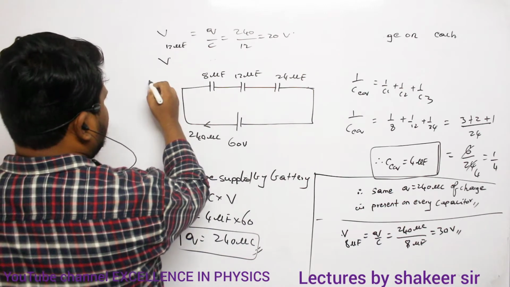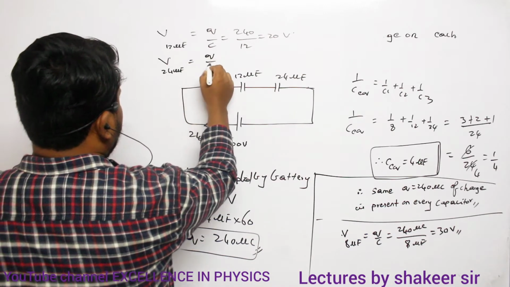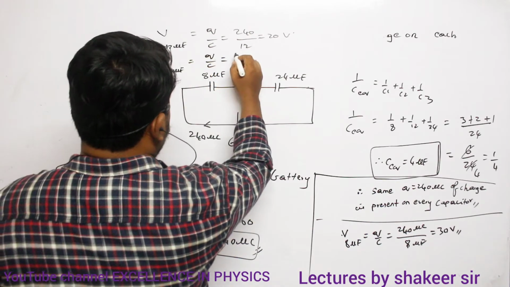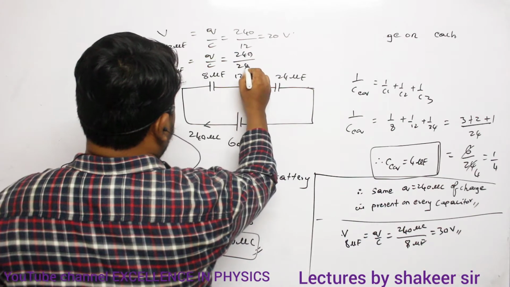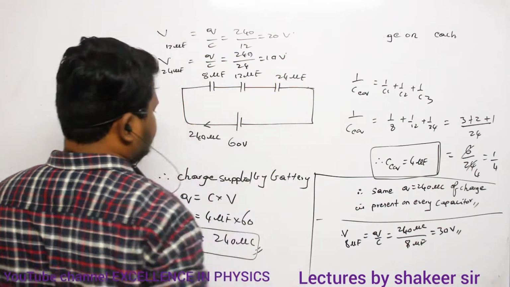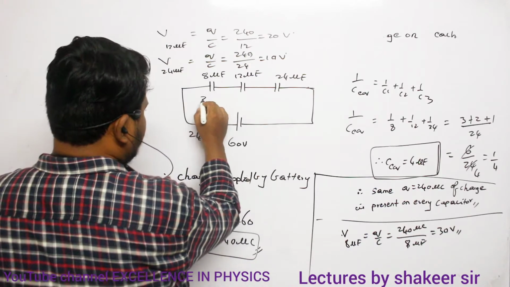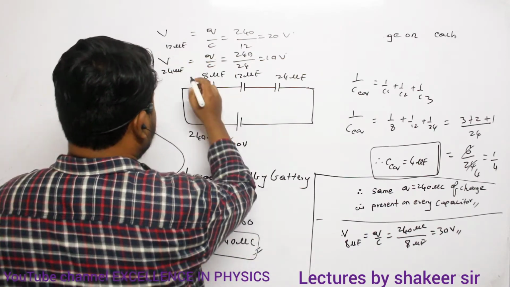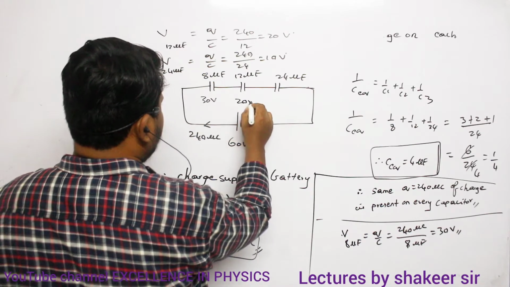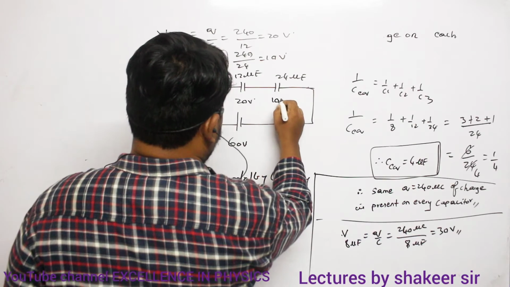Similarly, the potential drop present on the 24 microfarads capacitor: Q divided by C. So the charge present is 240, the capacitance is 24. So 10 volts. So here on the 8 microfarads capacitor, the potential drop is 30 volts. On the 12 microfarads capacitor, the potential drop is 20 volts. On the 24 microfarads capacitor, the potential drop is 10 volts.